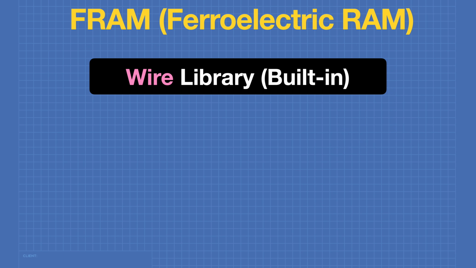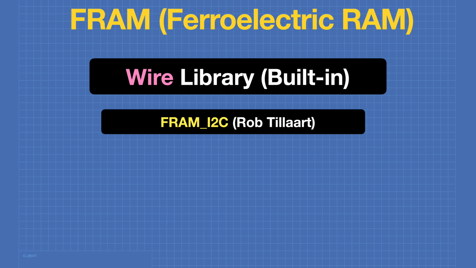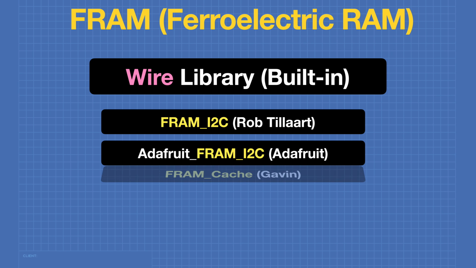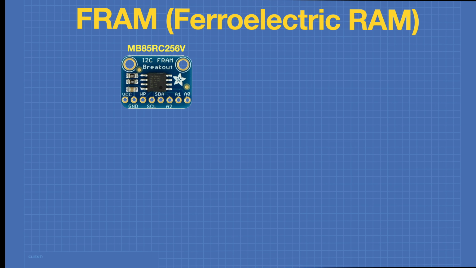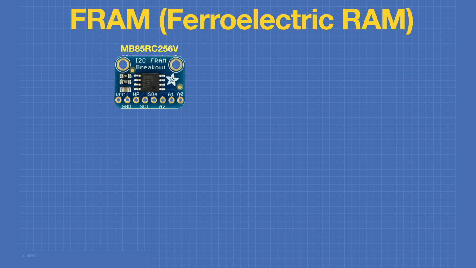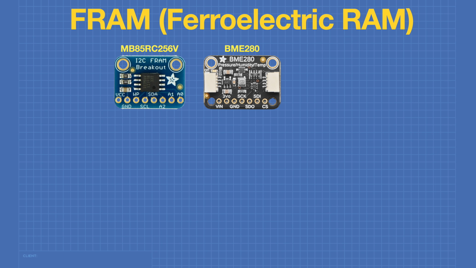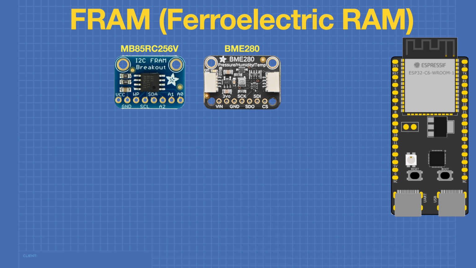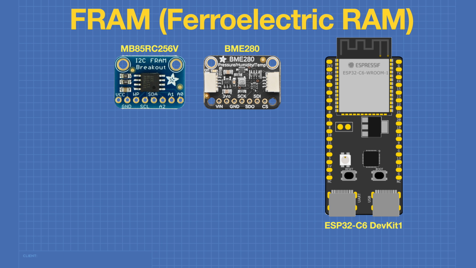You can work with the FRAM using the Wire library, the built-in library for working with I2C. There are also additional libraries that you can use with the FRAM. To demonstrate the ferroelectric RAM, we're going to pair it up with a BME280 pressure, humidity, and temperature sensor. We're going to drive everything with an ESP32 C6 dev kit, but any ESP32 will work.